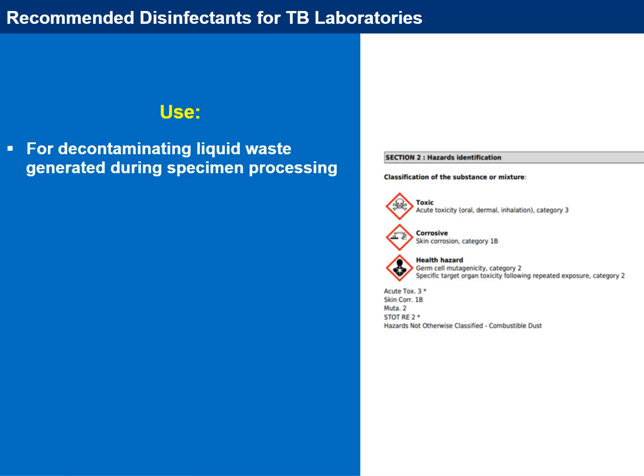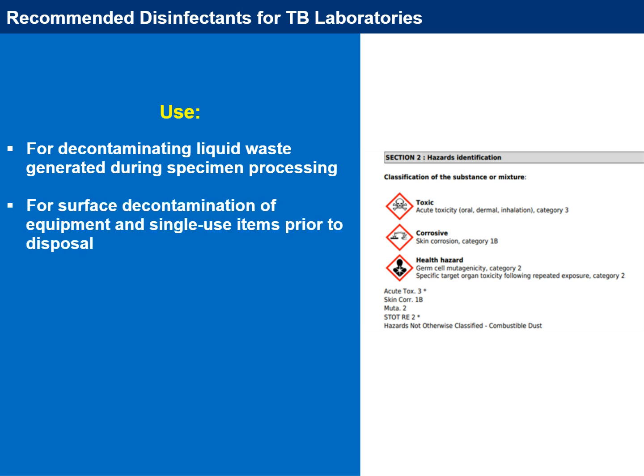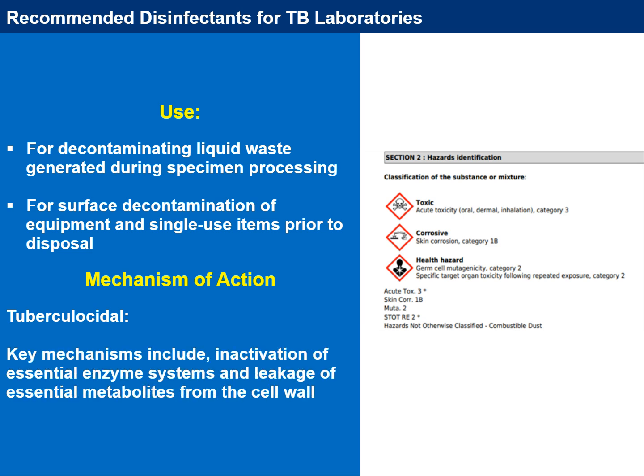Use. Phenol is used for decontaminated liquid waste generated during specimen processing, for surface decontamination of equipment and single-use items prior to disposal. Mechanism of action. Tuberculocidal. Key mechanisms include inactivation of essential enzyme systems and leakage of essential metabolites from the cell wall.